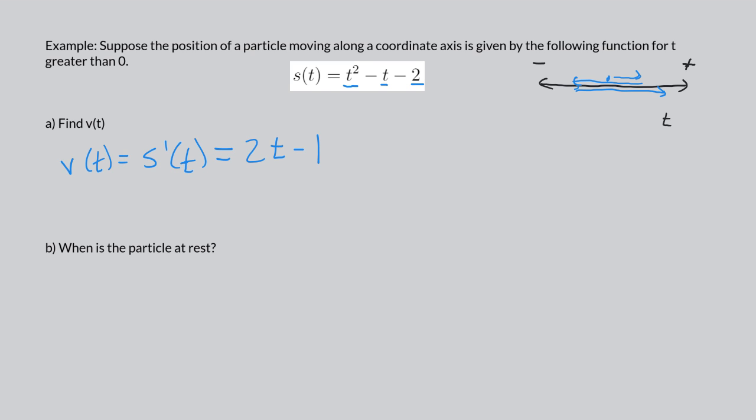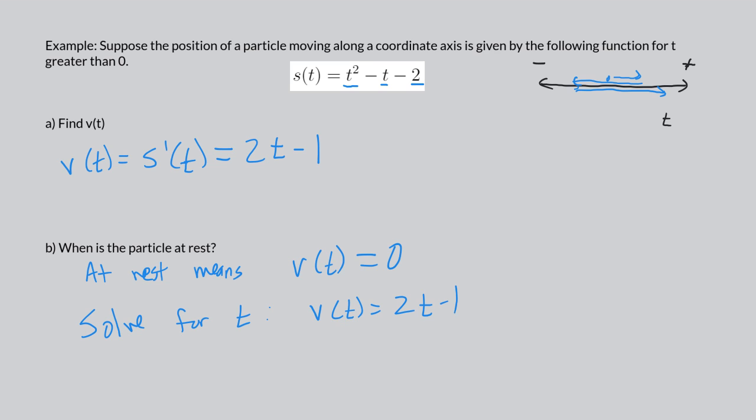Second part, when is the particle at rest? Well, at rest means that the velocity is equal to 0. So what we want to do is solve for t, the equation v of t, which is 2t minus 1 equals 0. So we're just solving this for t. So subtract 1 from both sides, and then divide both sides by 2, and we get that the answer is 1/2. The particle is at rest when t is equal to 1/2.